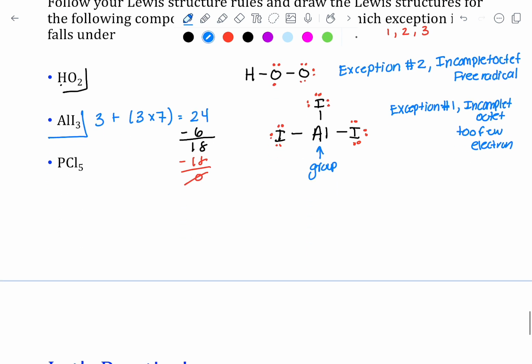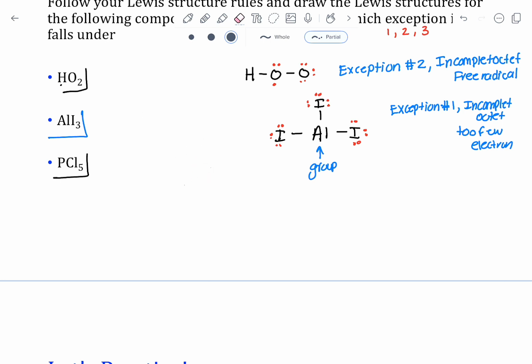Okay, our last example is PCl5. Phosphorus has 5 valence electrons. We have chlorine, and there's 5 of them, and they each have 7. So that's 40 electrons. We have so many electrons. Okay, so phosphorus is in the middle. It's going to bond to chlorines.